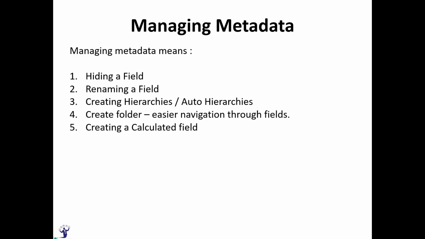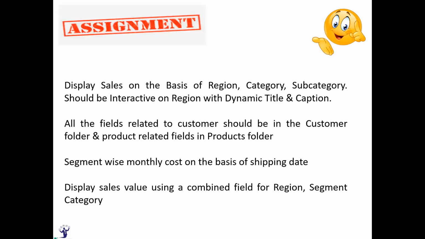Clear. Great. Right. So here comes a small assignment, which says display sales on the basis of region, category, subcategory, should be interactive on region with dynamic title and caption. So the focus is on dynamic title and caption. All the fields related to the customer in customer folder and product related in the product folder. So you have to create 2 folders, customer and product, and put the fields into the respective folders. Segment wise monthly cost on the basis of shipping date. So here you have to calculate the cost and display it on the basis of shipping date, which should be bifurcated on the basis of segment.